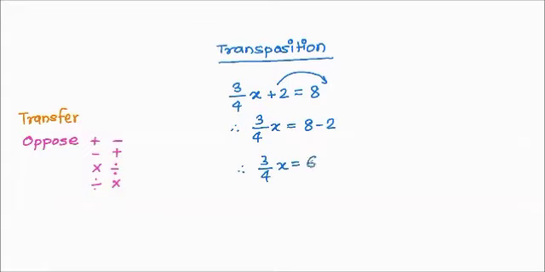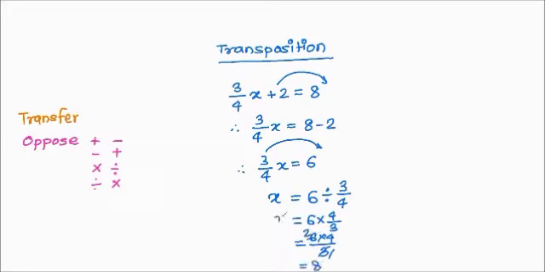Now we have to transfer 3/4 to this side. So it remains x. 3/4 is multiplied by x, so it is a multiplication. When it goes that side, it has to be divided: 6 divided by 3/4. That is equal to 6 multiplied by the reciprocal of 3/4, which is 4 upon 3. So 6 into 4 upon 3. 3 ones are 3, 3 twos are 6, so 2 into 4 is 8. So x is equal to 8.